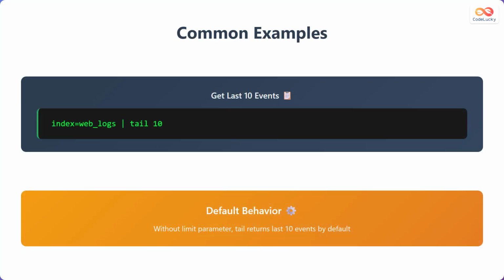Let's look at a practical example of the tail command in action. To get the last 10 events from web logs, you would write index equals web_logs | tail 10. This query searches the web logs index and returns only the last 10 events. An important thing to remember is the default behavior. When you don't specify a limit parameter, tail automatically returns the last 10 events by default.